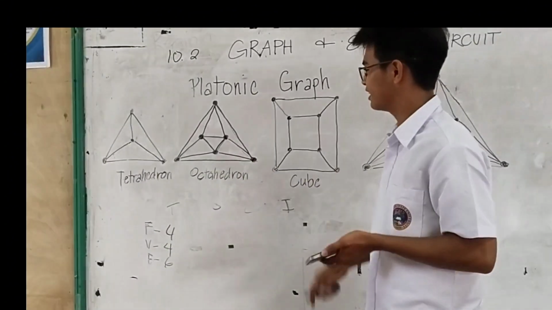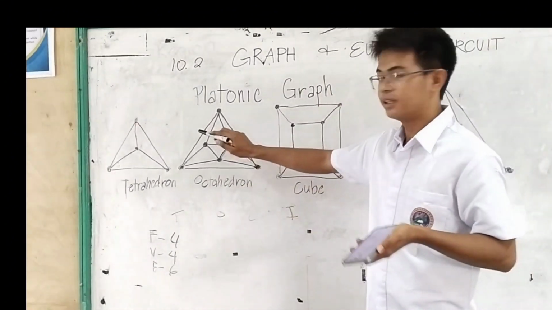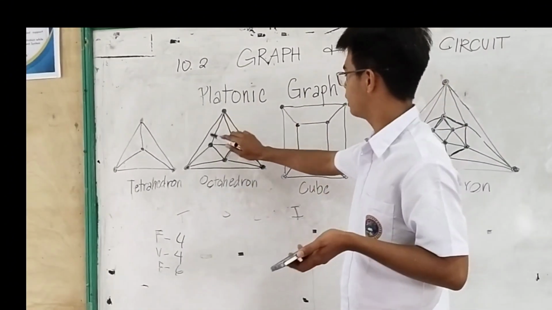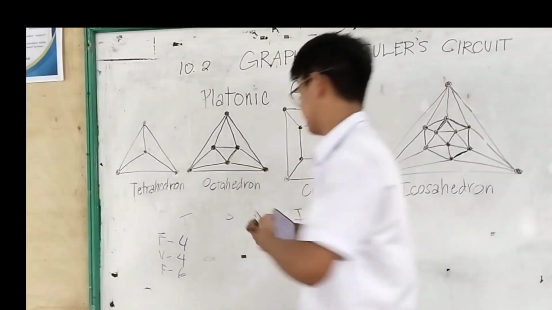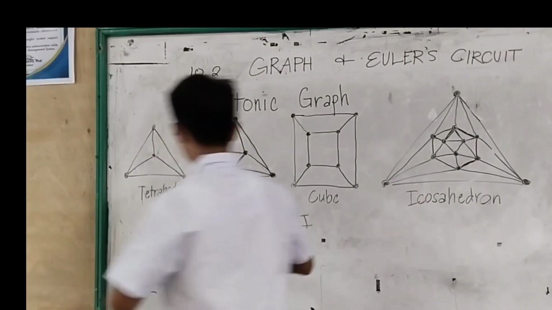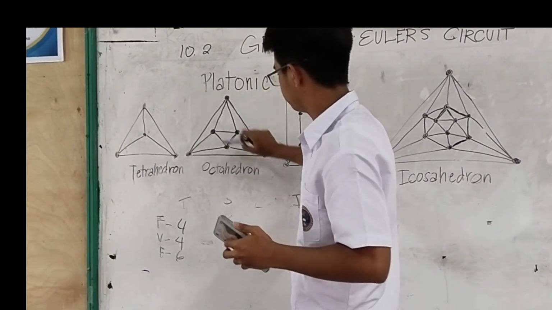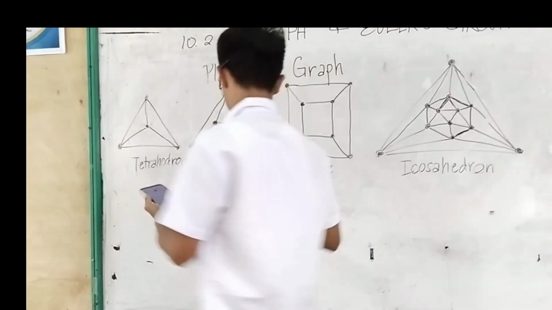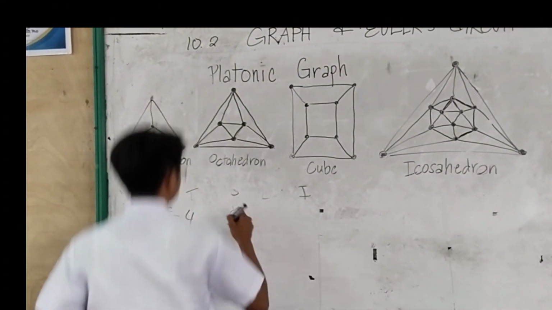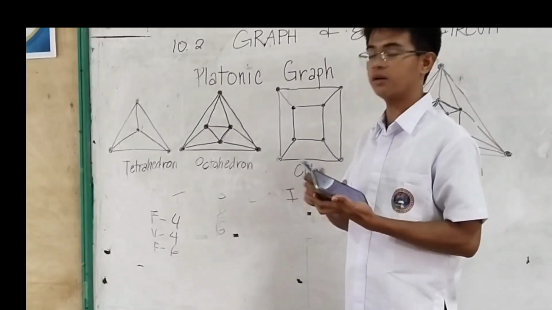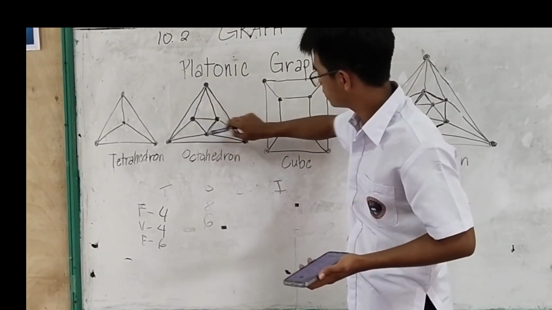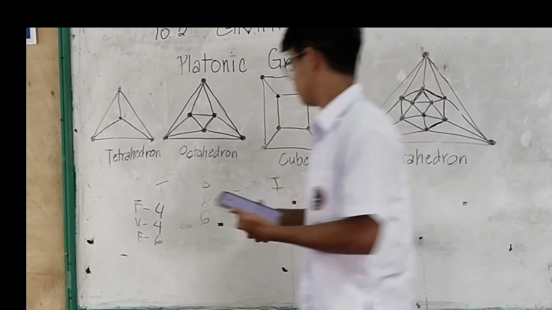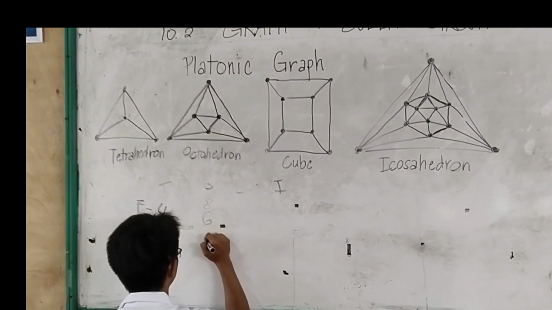Let's proceed to the octahedron. So, let's first find the faces. 1, 2, 3, 4, 5, 6, 7, 8. 8 faces for the octahedron. And the vertices are 1, 2, 3, 4, 5, 6. And the last one is its edges, which are 1, 2, 3, 4, 5, 6, 7, 8, 9, 10, 11, 12. So, there are 12 edges in the octahedron.